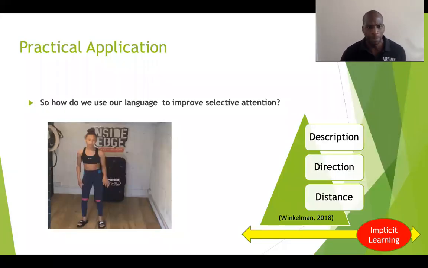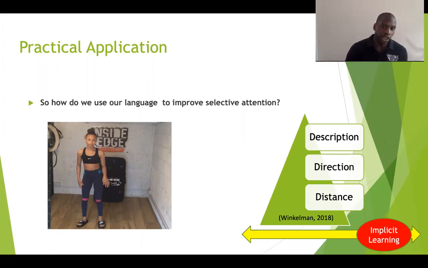So what are the practical implications? In essence, the language that we use appears to be very important in allowing the athlete to selectively attune their attention. Now, we touched on before that we can use descriptors, direction, and distance to influence the external cue.